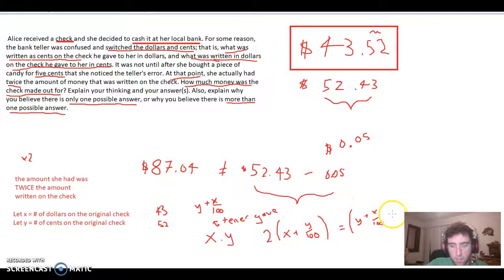But I think we're not done because she actually bought a candy bar for 5 cents. So I'm going to subtract that off. The reason I'm subtracting it off is because she had this amount of money, but then she lost 5 cents. And so that should give us the new amount of money, which we know is equal to twice the amount on the original check. I don't know that this is actually going to work out, but what's important is I've set up an equation to be able to make sense of this problem and at least try to approach it.